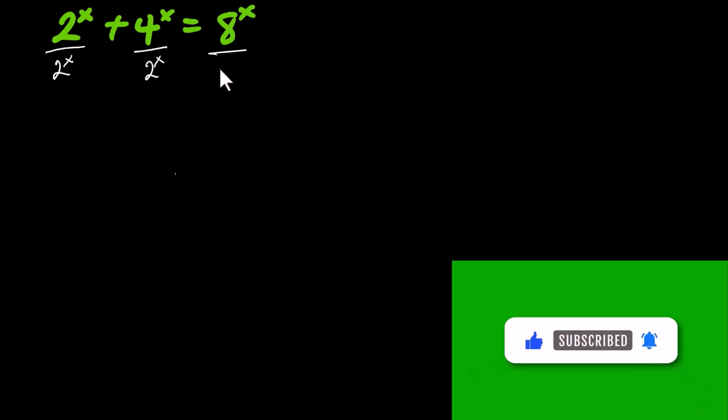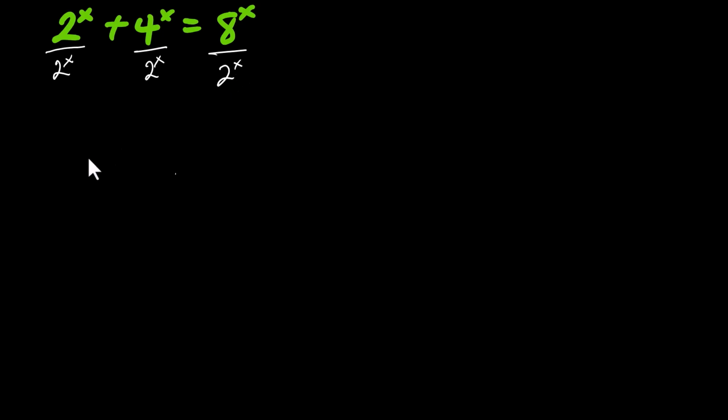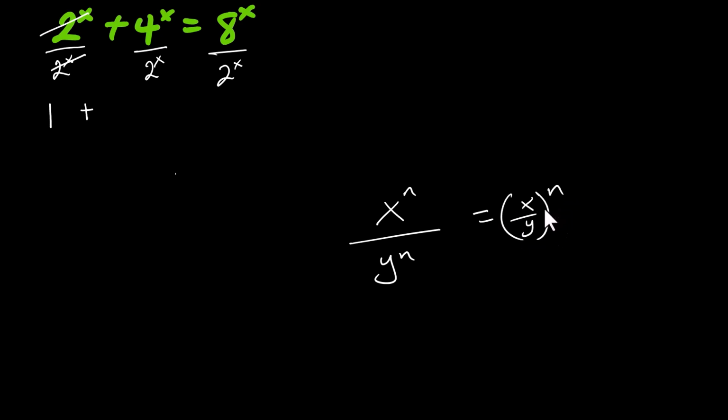So 2 raised to x will go away, leaving 1 plus 4 exponent x on 2 exponent x. In case we're given x raised to n on y raised to n, let's look at the powers. The powers here are equal, and therefore we can take it out as x over y all raised to n.